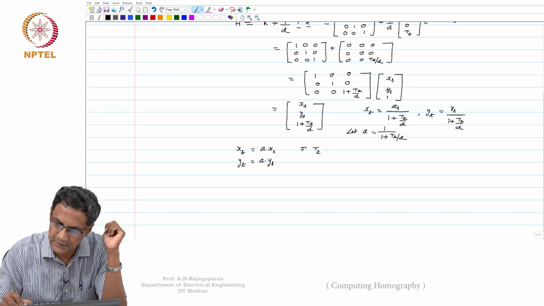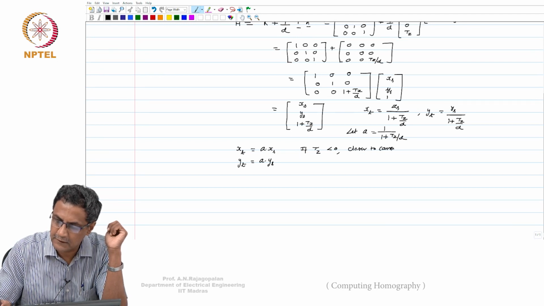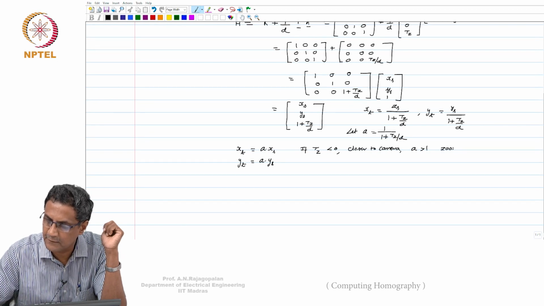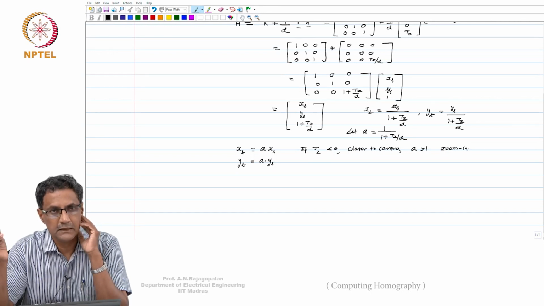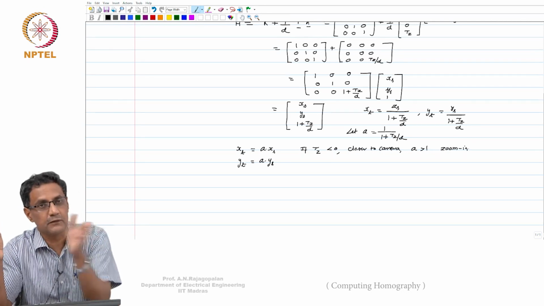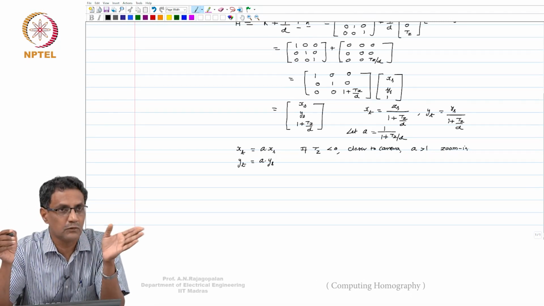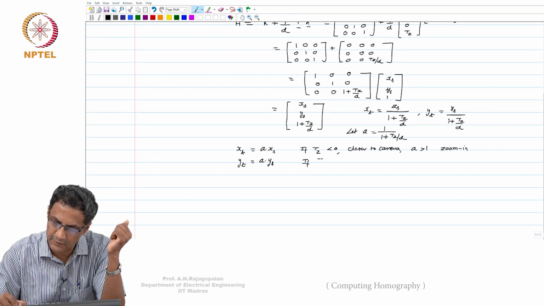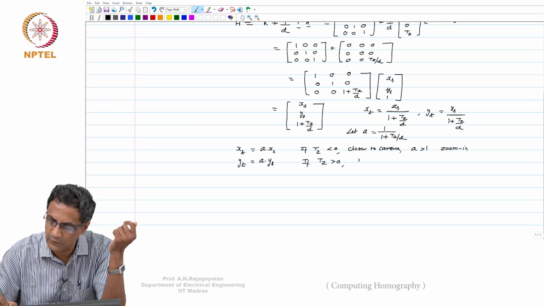If tz is less than 0, that means it is negative, you're coming closer to the camera, then clearly a will be greater than 1, which means you will be zooming in. Of course, the maximum that you can come as tz negative is up to d, because the plane is d away. After that, you will hit the plane itself, so tz negative can only go till d. Then on the positive side, if tz is greater than 0, you can go as far away as you can, and you are going away from the camera.